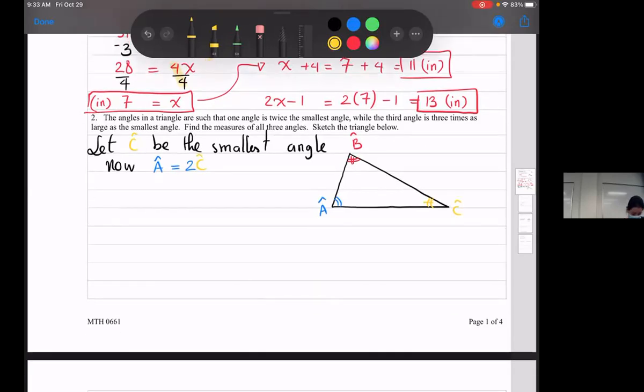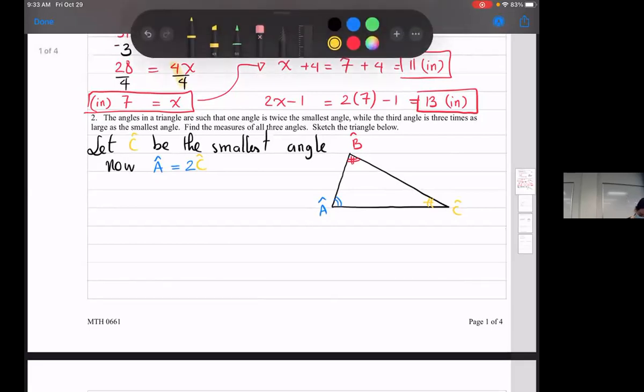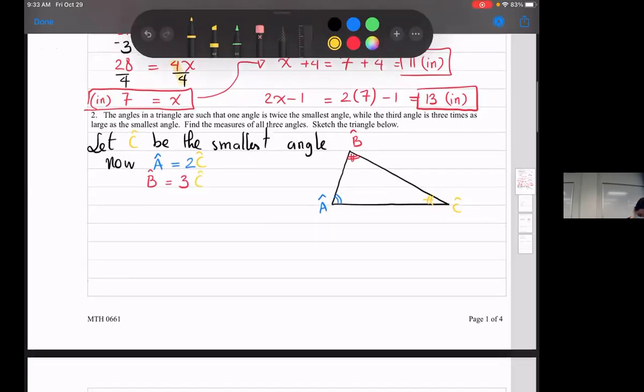Okay, so now, and then what? The third angle is 3 times as large as the smallest angle. 3C, right? So I'm gonna call B the third one. B is 3C. The second angle.